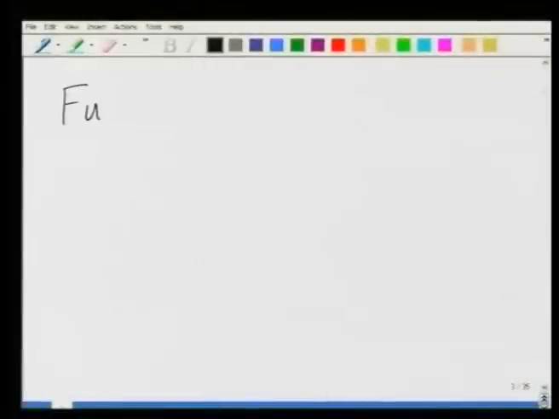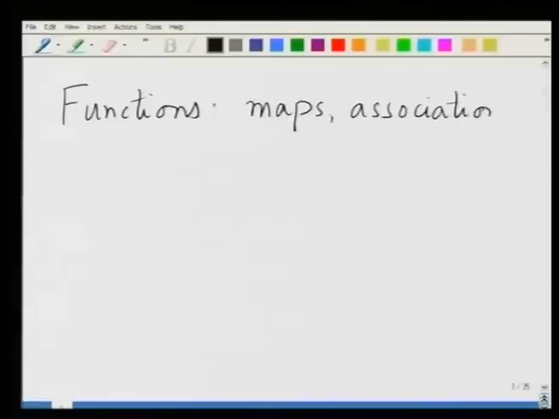Functions are defined as maps or associations. They are associations between objects. So, in the normal formulation of what one calls a function, one first speaks of 2 sets, the domain and the range.